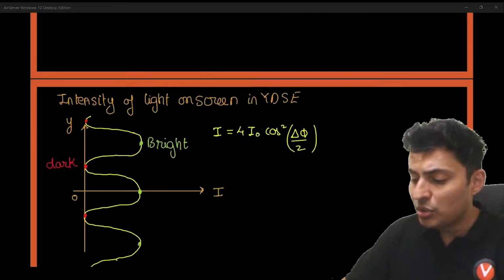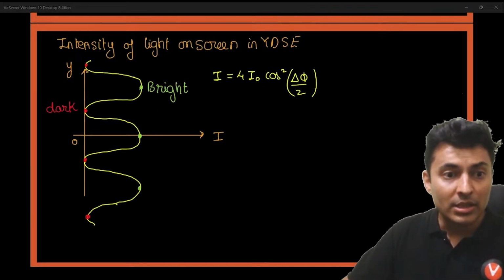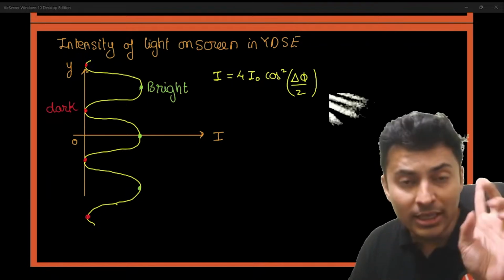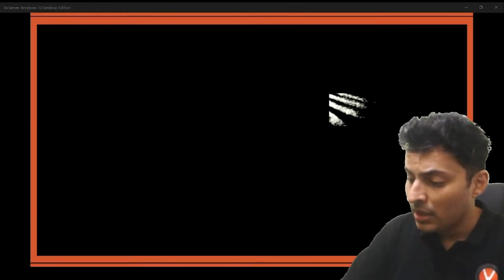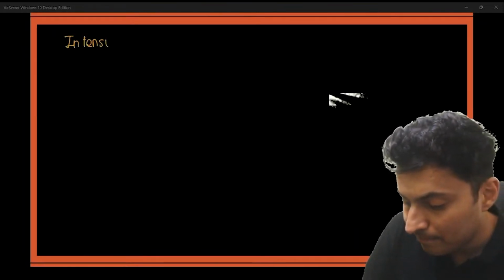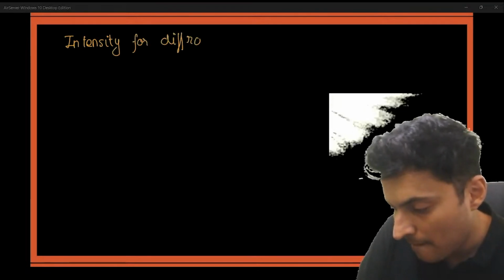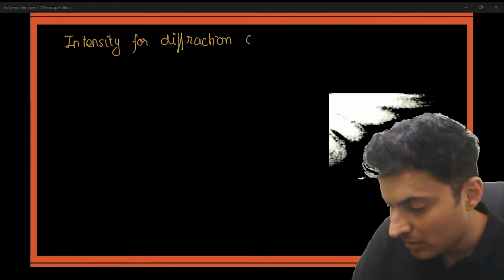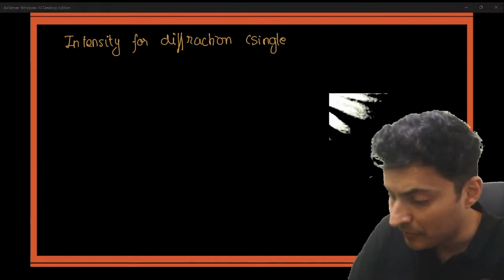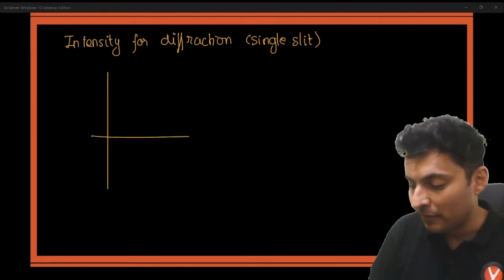Now, when I showed you the intensity of light on screen due to Young's double slit experiment, there is also another graph of intensity, but for a single slit experiment, not double slit. There is a small variation. The intensity for diffraction from a single slit. Double slit is interference, single slit is diffraction.